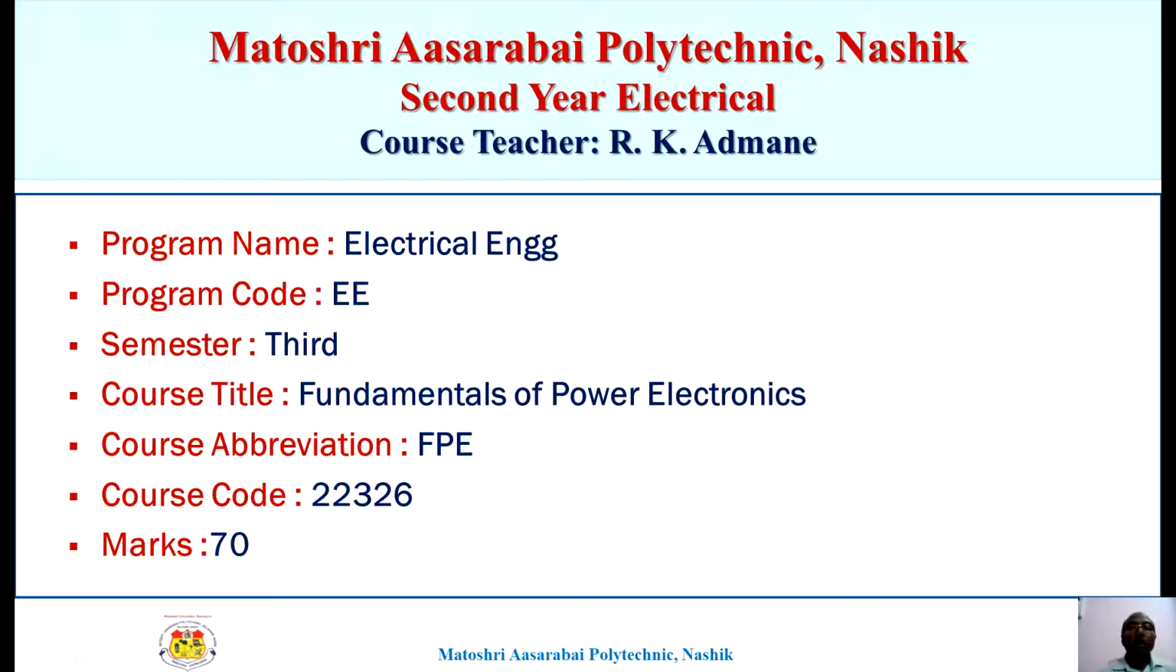Program name Electrical Engineering. Program code EE. Semester 3rd. Course title Fundamentals of Power Electronics. Course abbreviation FPE. Course code 22326. Maximum marks 70.